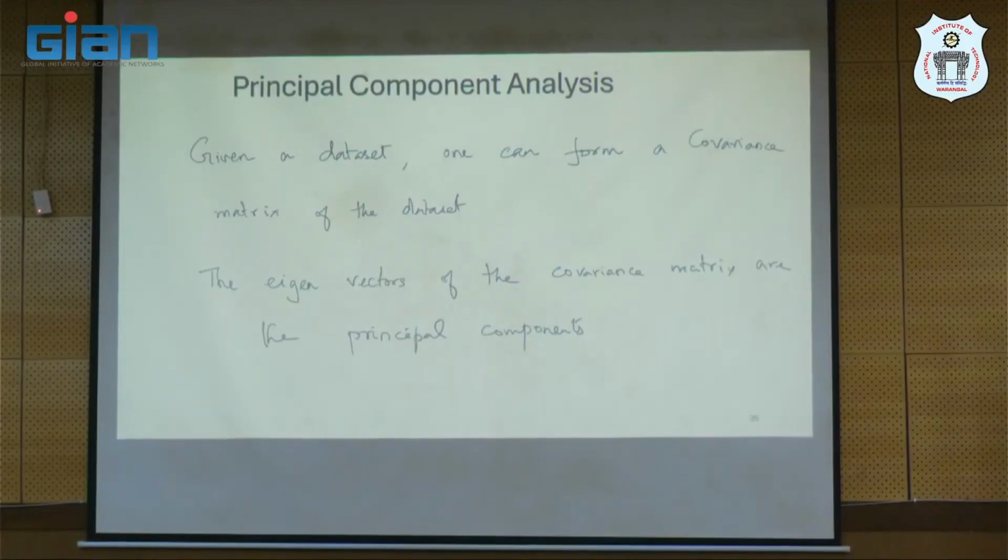So once you have built the covariance matrix using the given data set, that is all you need. You can then synthesize the eigenvectors of that covariance matrix. And those eigenvectors are nothing but the principal components. The principal component that is most dominant or the most useful one will be the eigenvector which corresponds to the largest eigenvalue. Okay, so these are terminologies you might have heard, right?